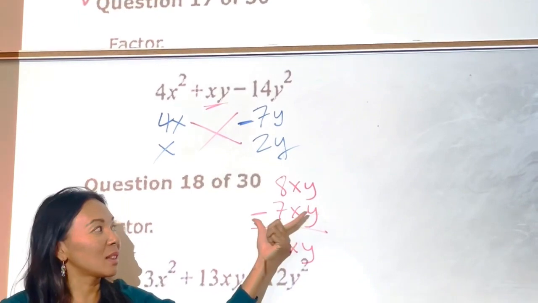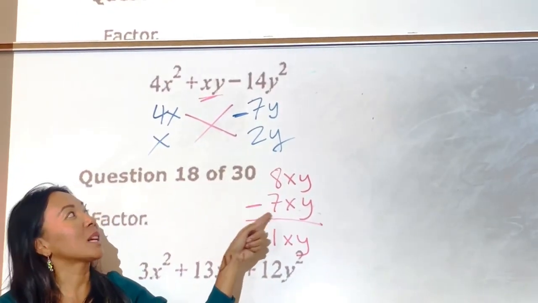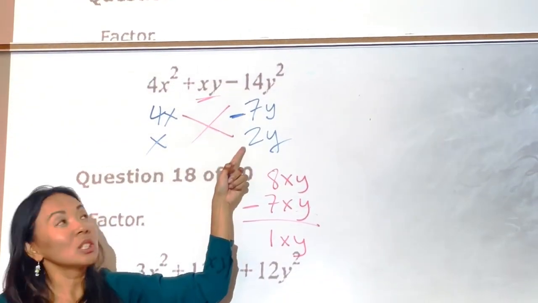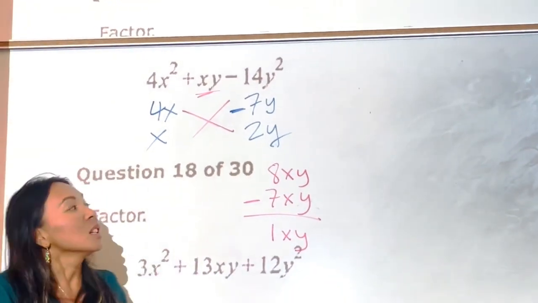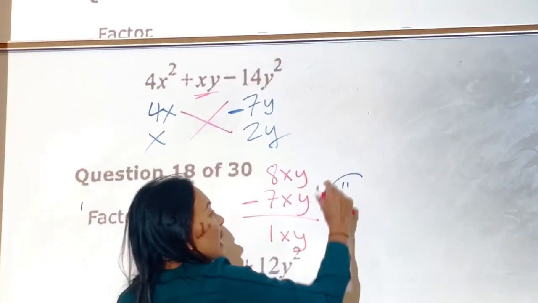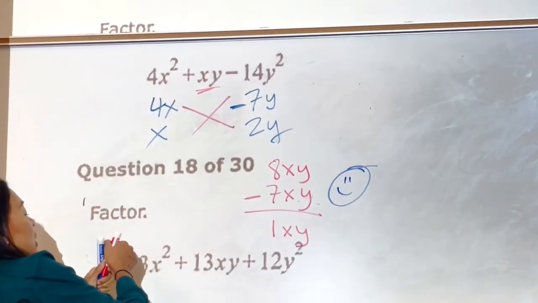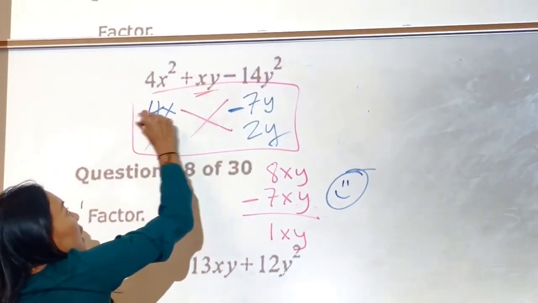Until I get to this part, I see the negative had to be on the 7, not the 2, right? Because there's a negative 14y squared, one of them had to be negative. So these are my winner, winner, chicken dinner answers. So I'm going to box it. Go ahead and write down your final answer.